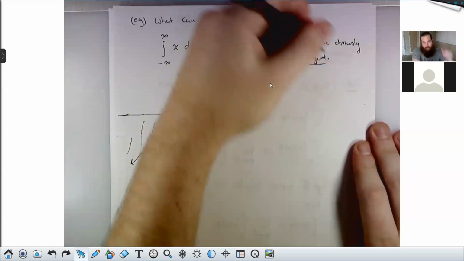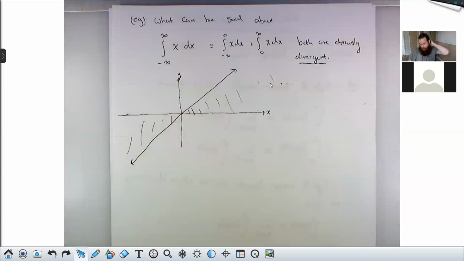And remember, convergent and divergent are the adjective forms of the verbs converge and diverge.